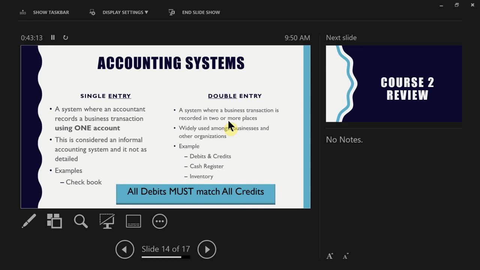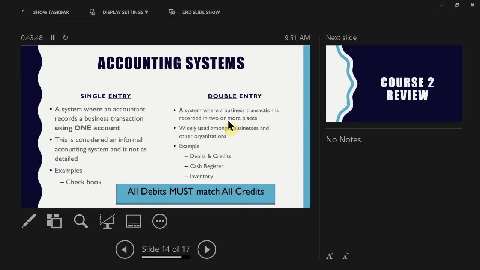Whereas if I look at the double entry, the double entry is going to allow me to record the transaction in two different places. Now, don't confuse this as, oh, I made a bank deposit in one book and then I put it in another book. That's not considered double entry. That's you just recording it in multiple places. Yes. But that's not the concept.